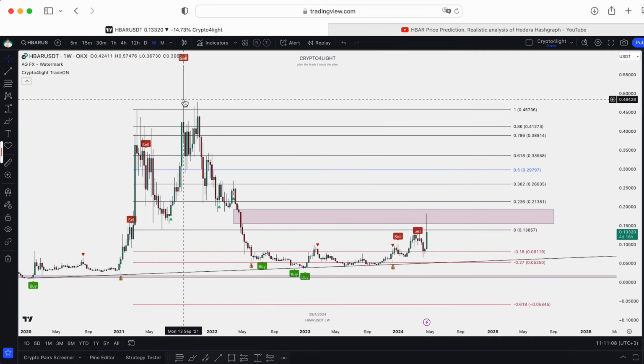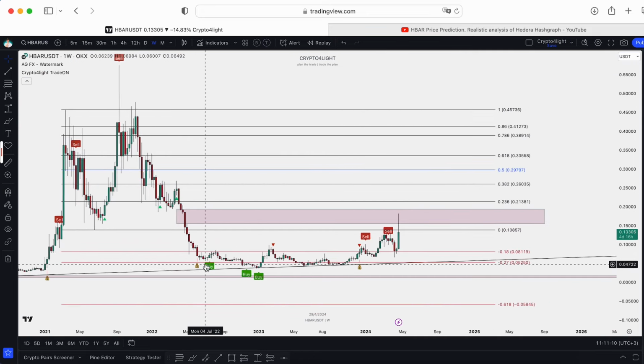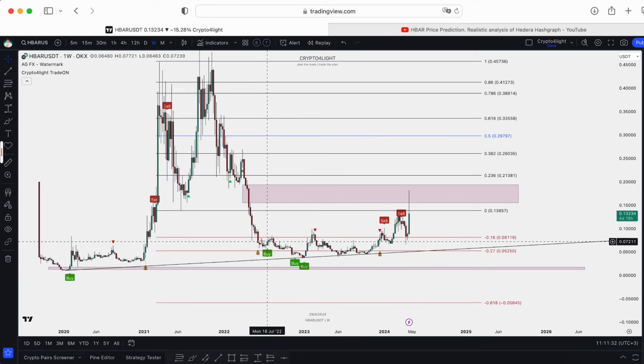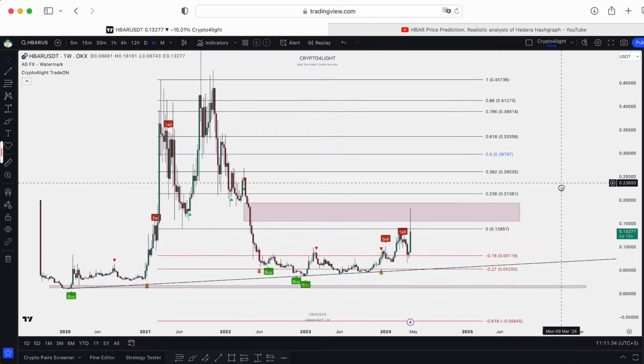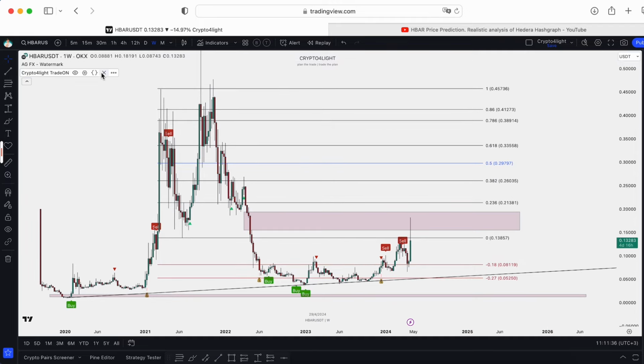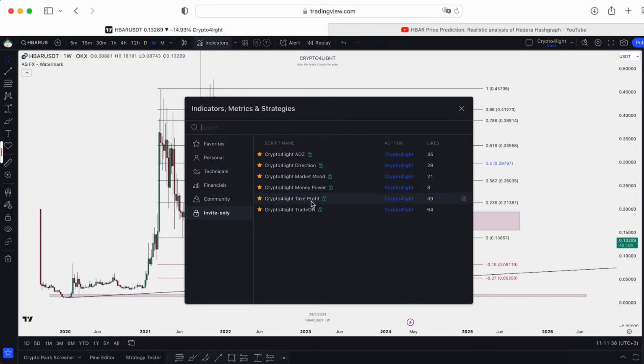Sell exactly at the top, September 2021. Here is a take profit. Buy. Your average entry could be around 5 cents and we pumped it to 18 cents. So it's pretty cool. It was a pretty simple and predictable move from HBAR. And the last indicator is take profit.